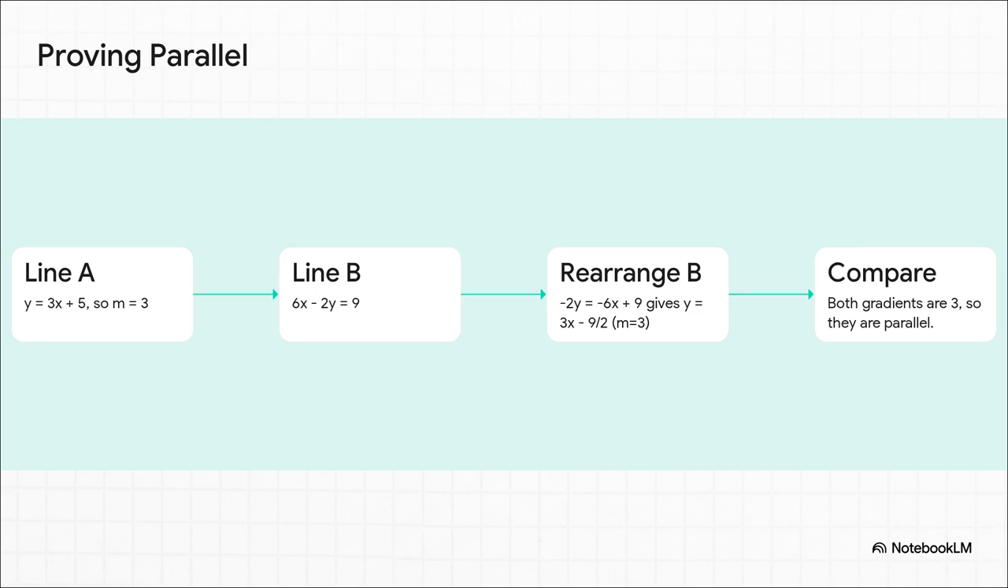If an exam tries to trick you with a messy second line like this, just logically rearrange it back into our y equals mx plus c blueprint. Move the 6x over, divide everything by -2, and suddenly line B reveals its true form. Y equals 3x minus 9 over 2. Look at that gradient right there. It's 3. Because both m values are exactly 3, we've definitively proven they are perfectly parallel.